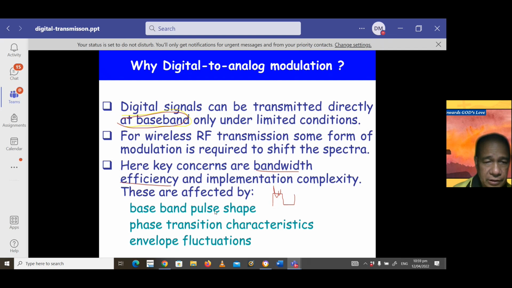Then we have the transition from 180 degrees, 1 to 0 or 0 to 1. And then the fluctuation. Ito pala yung fluctuation.